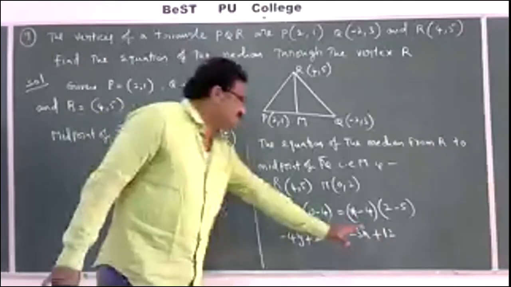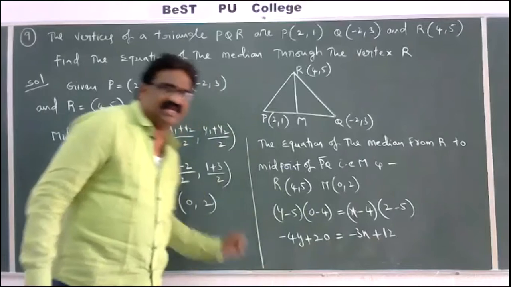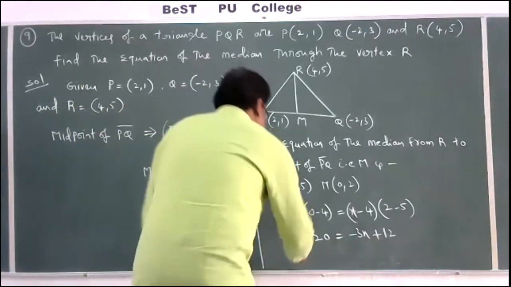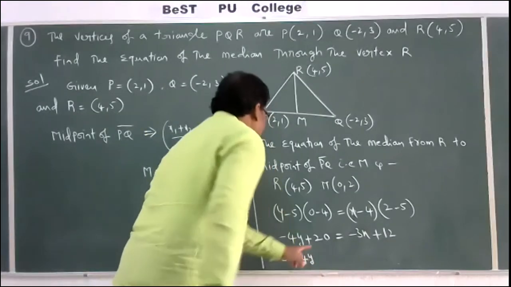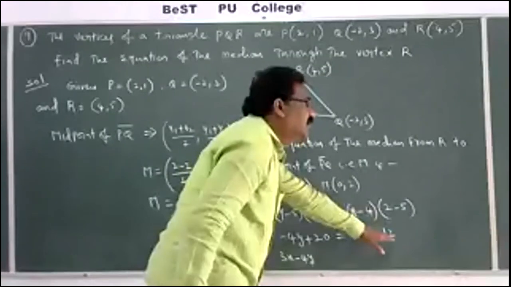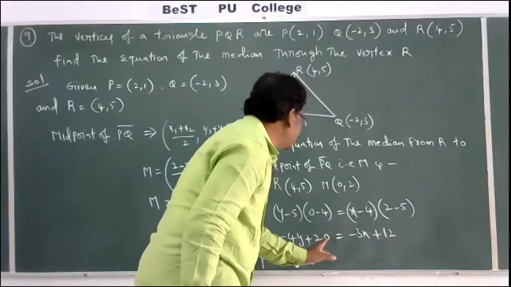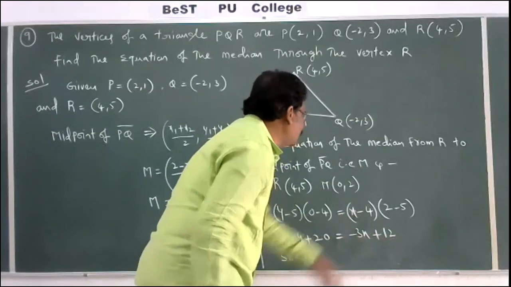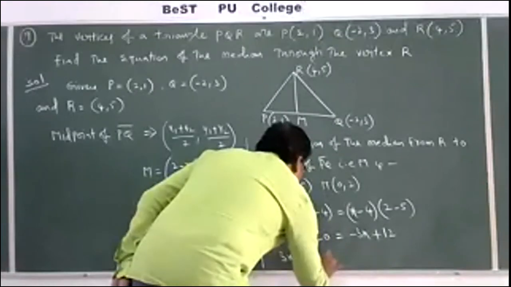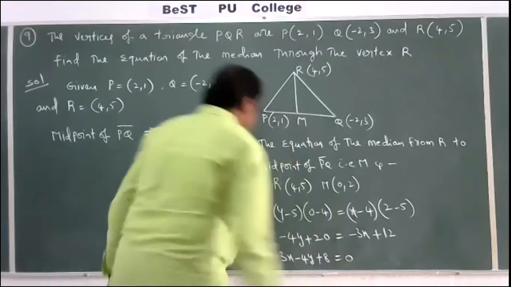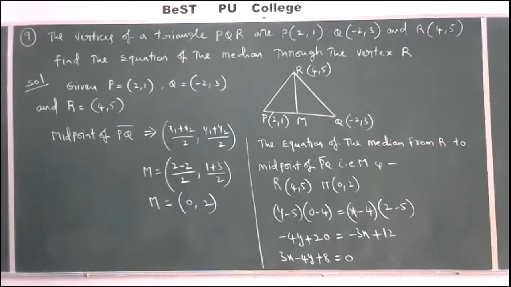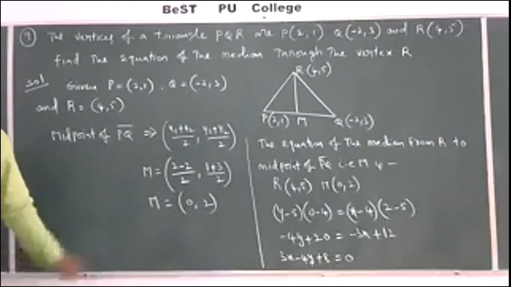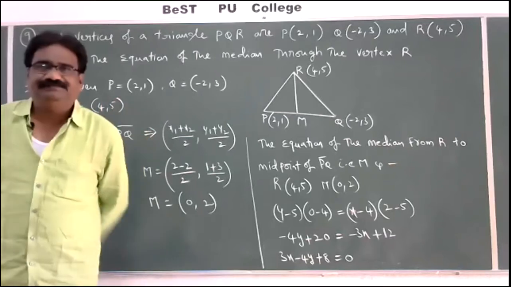So you bring the RHS terms to the LHS. Then you get 3x minus 4y plus 20. You bring 12 to this side, that is 20 minus 12, that is plus 8, is equal to 0. 3x minus 4y plus 8 is equal to 0. That is the required equation of the median from the vertex R.